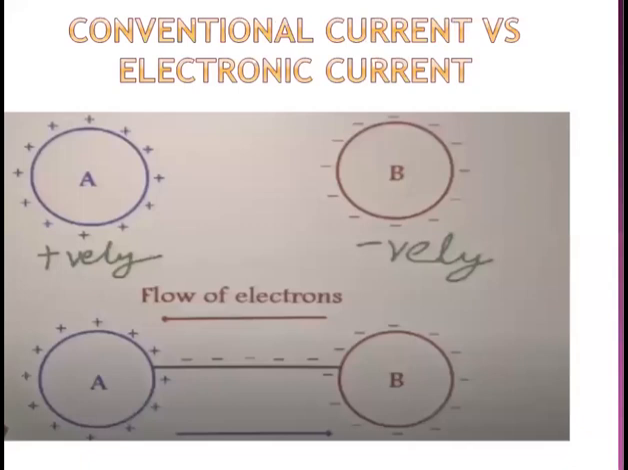So if you recall, what was the convention that was followed? It was said that the negative body is at low potential and the positive body is at high potential. So electrons flow from the negatively charged body to the positively charged body, that is, from low to high potential, and conventional current, or simply current, flows from high potential to low potential.